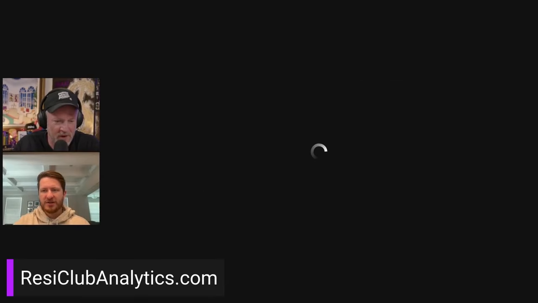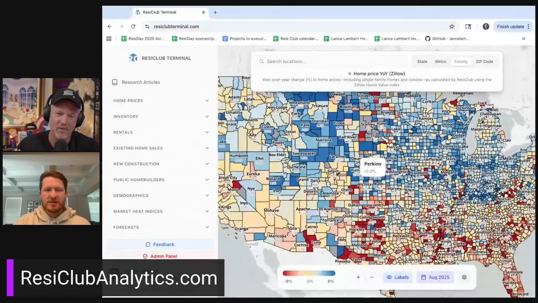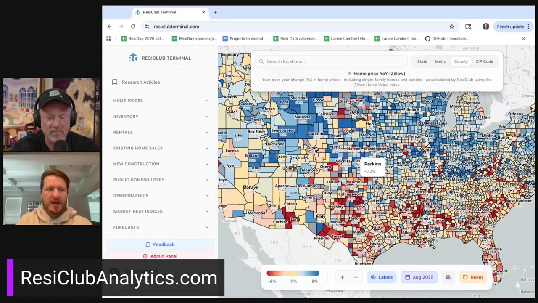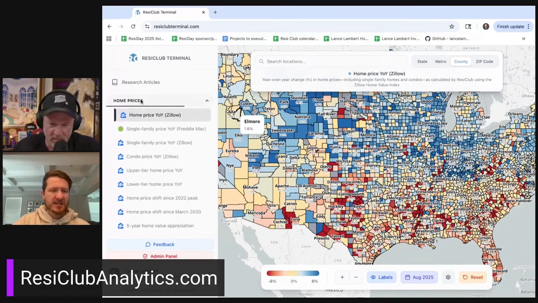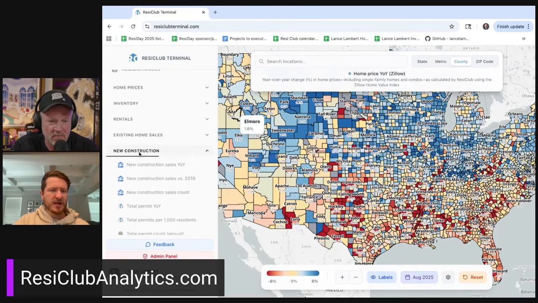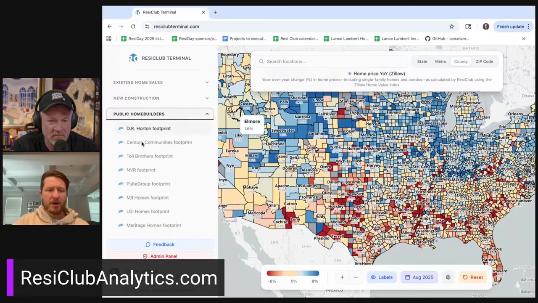And so let me share with the audience. So we can just bring it up. And there you go. What are we looking at, big boy? So when you get into the Resi Club terminal, you can see data at the state level, metro, zip code level. There's 66 different metrics in here so far: home prices, inventory, rentals, existing home sales, new construction, public home builders.